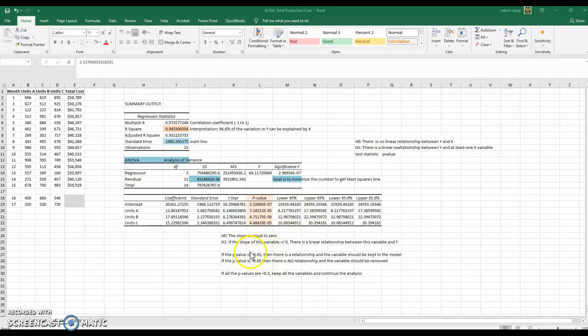So, all of our variables are good. Everything's fine. The p-value is less than 0.05. We can now write our regression equation.